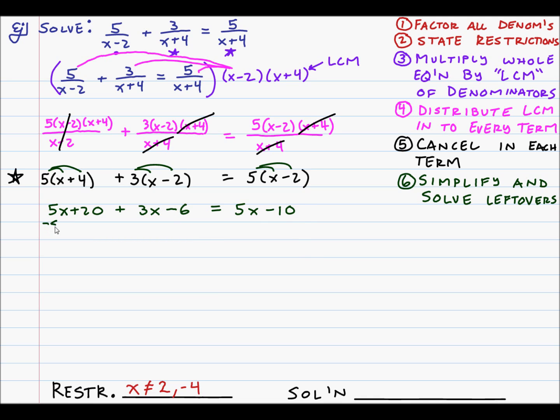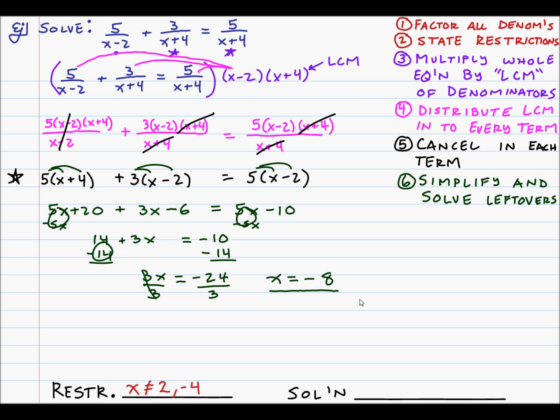Let's see here. If I minus 5x from both sides, they'll zero out. We will get 20 minus 6 is 14 plus 3x equals negative 10. With a quick little swoop here, minus 14 from both sides. We're going to get 3x equals negative 24. And at this point, it's like, yeah, goodbye. We get x equals negative 8. It sure looks like we've got our solution.